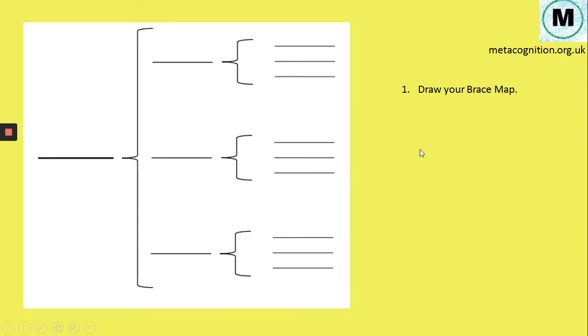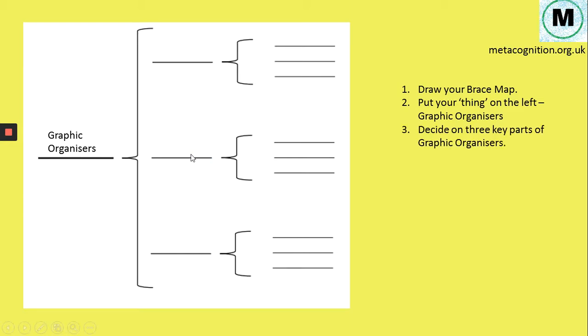So how do you produce one of these? The first thing you do is you draw your brace map. You can see here I've gone for 3 different parts, each then split up one more time. So you put your thing on the left-hand side, the thing you're breaking up, and I'm breaking up graphic organizers. Graphic organizers are a type of planning tool. It's an individual thing which I can break up. So I'm going to decide on the 3 different parts of a graphic organizer.